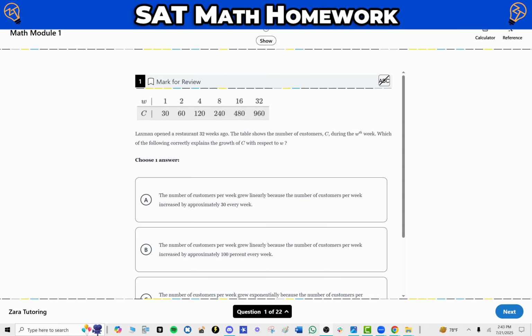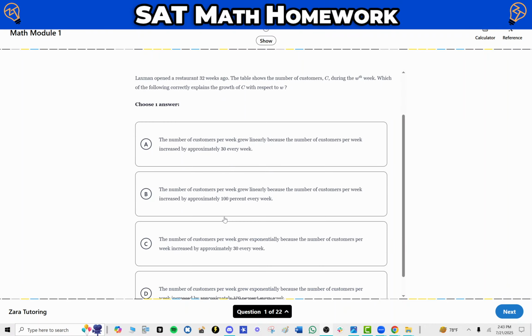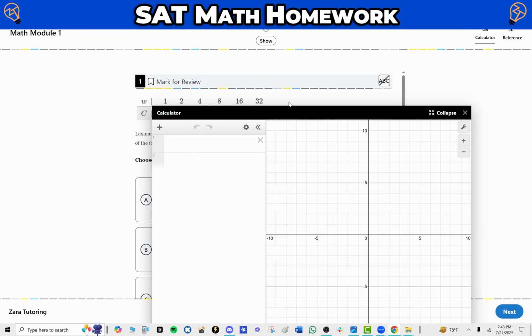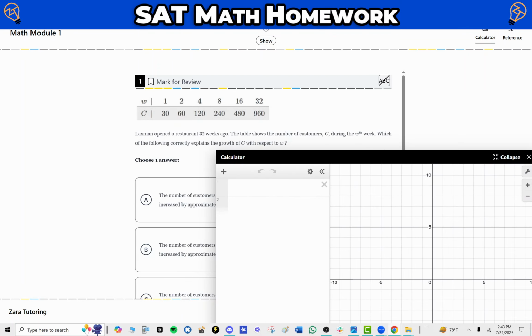So, on any question where we're trying to figure out whether it's linear or exponential, I'm becoming a huge fan of just going right into Desmos and just typing it in. Now, the reason that's really beneficial is because initially looking at this, I might just be thinking, oh, they're doubling every time. It must be exponential.